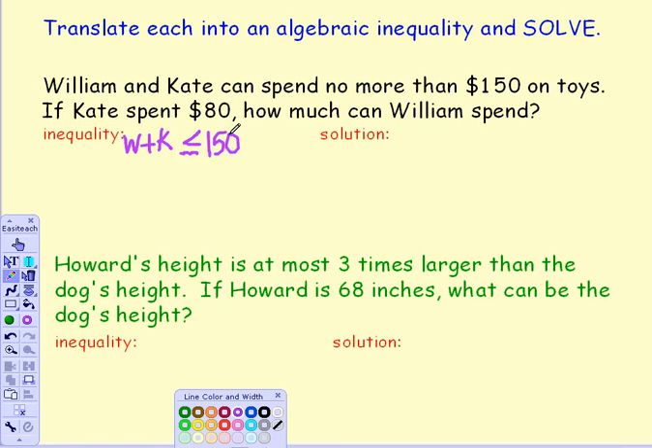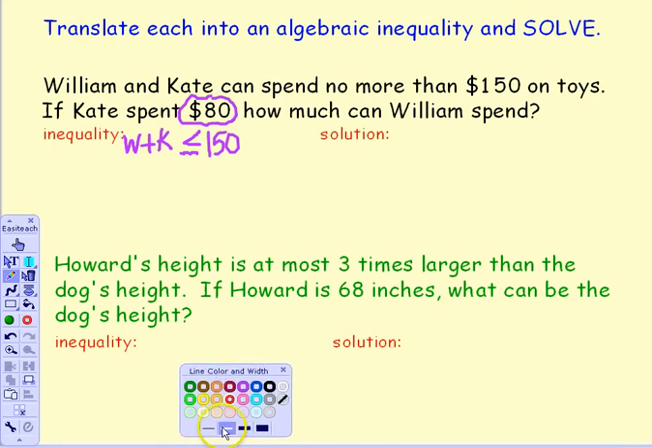Well, we already know that Kate spent $80. So I'm going to take Kate's amount, take out that K, and put an 80 in its place. So we've got William plus 80 still has to be less than or equal to 150. Here we've got an inequality addition sentence that we need to solve. So the first step is to write the inequality, and now we need to solve it.